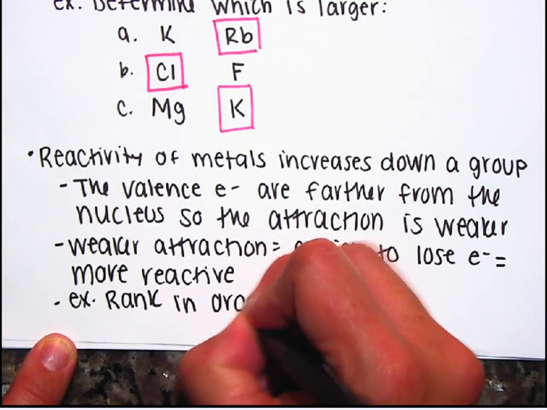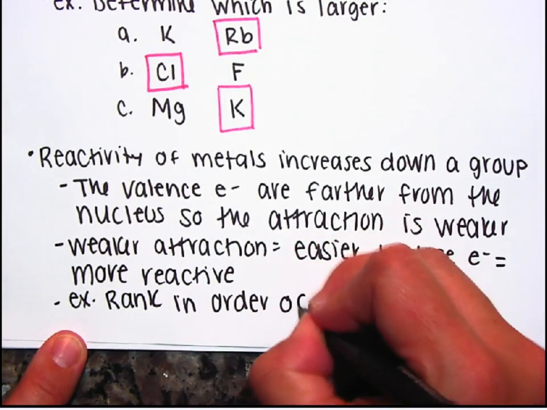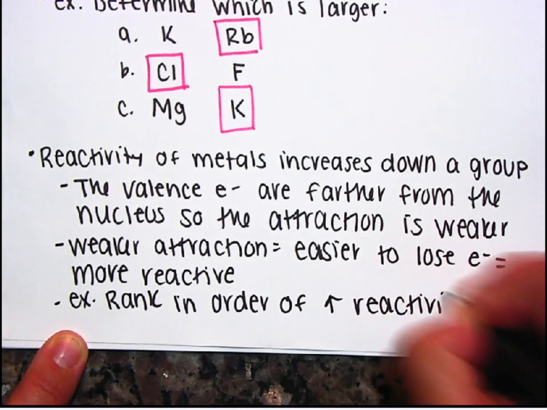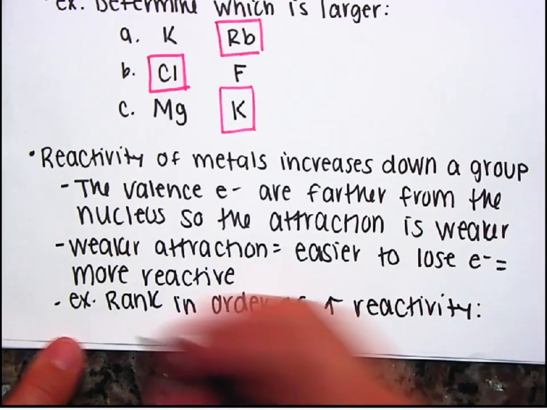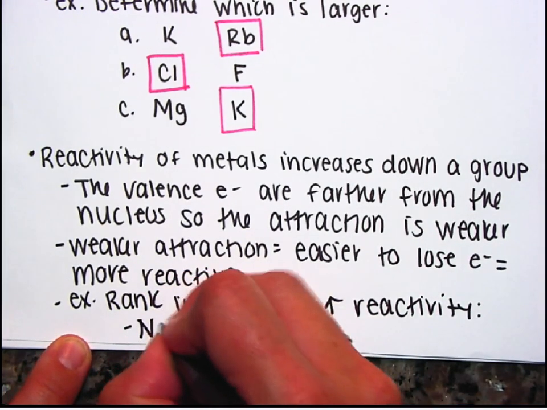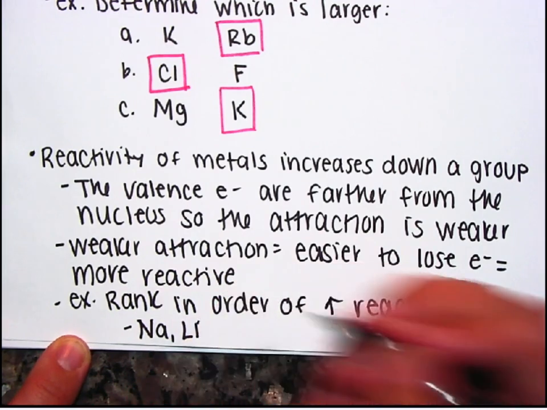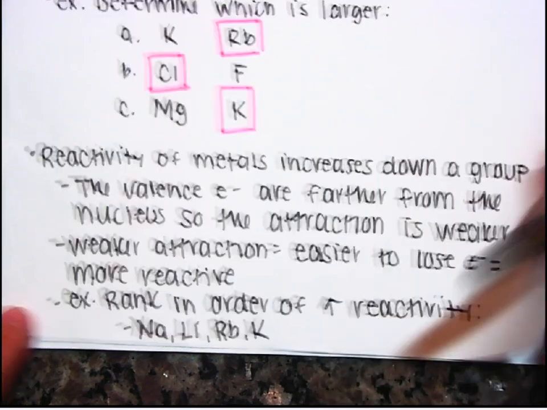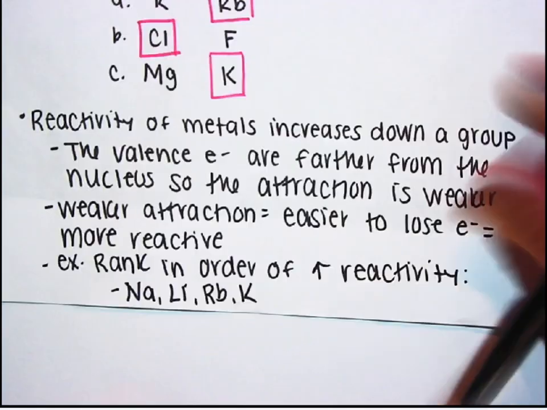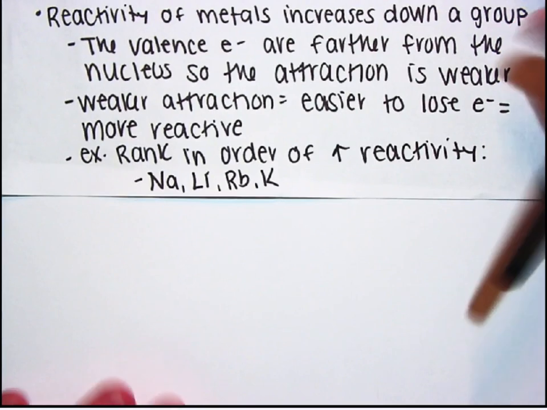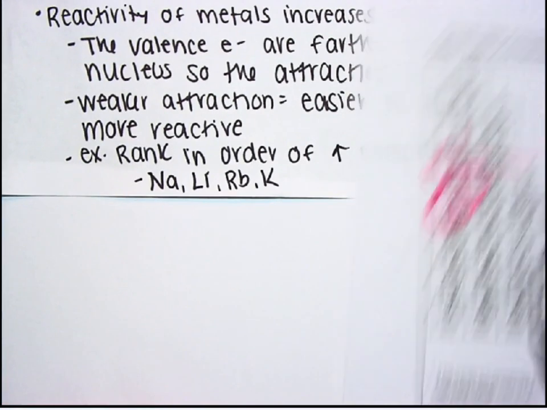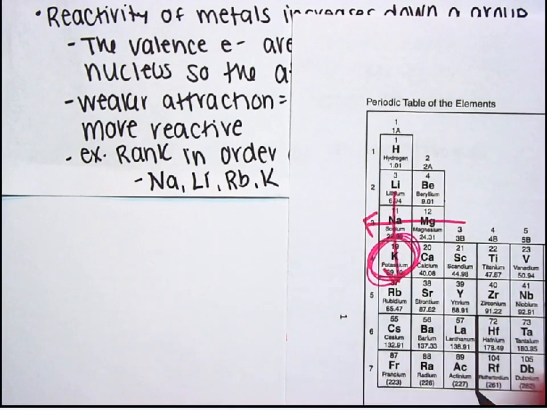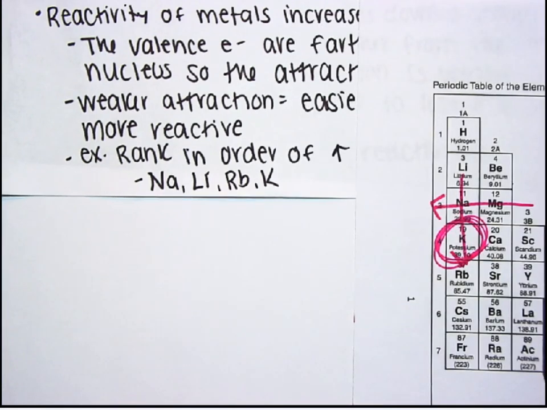So let's rank some metals in order of increasing reactivity. Let's say you had sodium, lithium, rubidium, and potassium. So these are all group 1 metals, and we're going to rank them in order of increasing reactivity. So we said the trend is that reactivity increases as you go down a group.